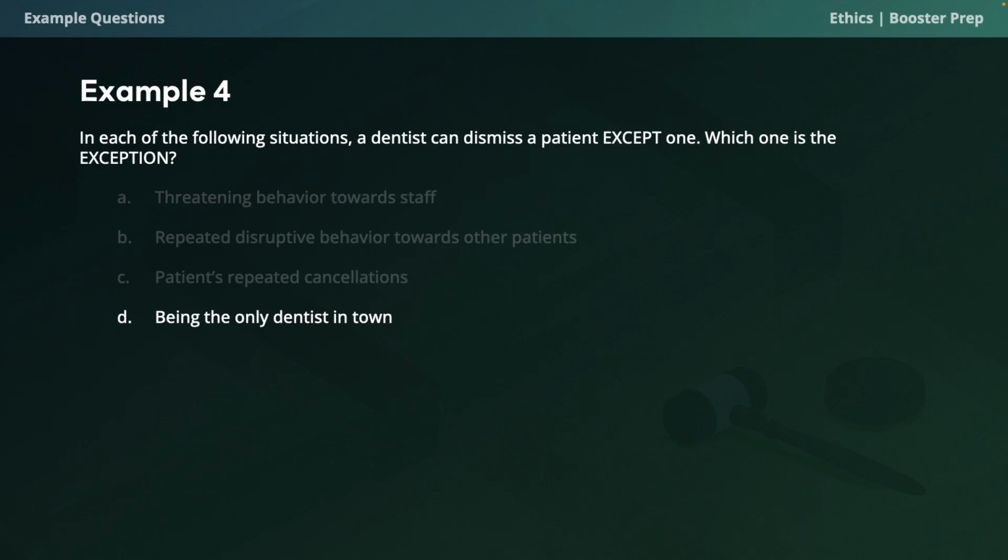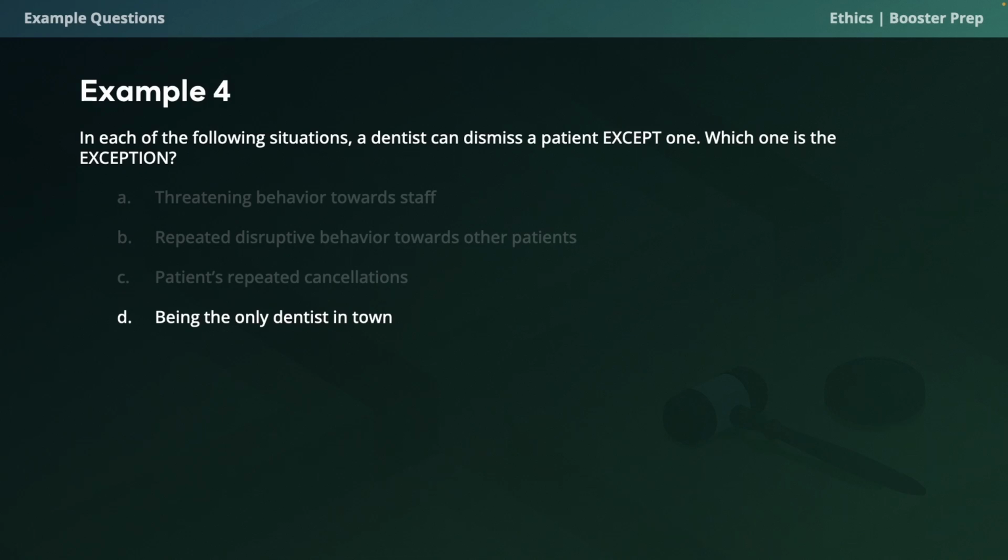A, threatening behavior towards staff. That is definitely a valid reason to dismiss a patient. If they're threatening your staff, you should not be treating them. B, repeated disruptive behavior toward other patients. Similar thing, if they're endangering or threatening or disrupting your other patients, you should not continue to see them, and that is ethically a reason to dismiss them.